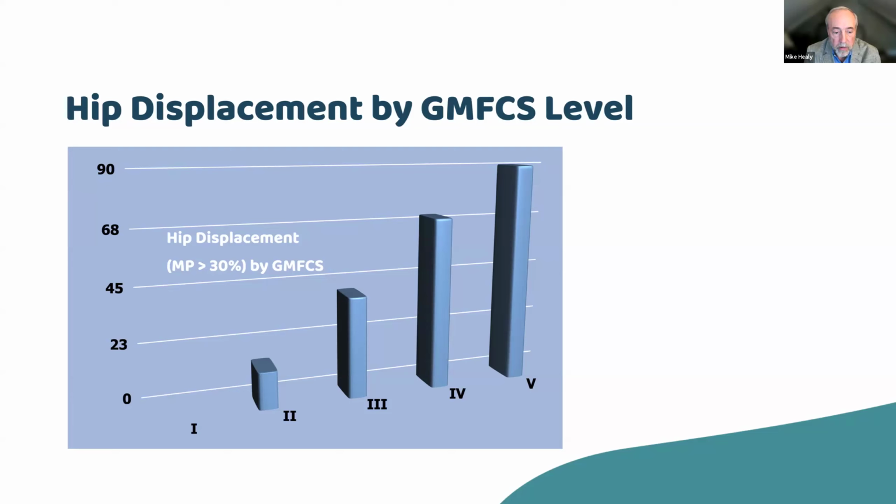But the take-home message is that a GMFCS level 1 patient has nearly a 0% chance that they will ultimately have some level of hip dislocation or subluxation. There's a linear relationship up from that GMFCS level 1 to a 90% likelihood for a child functioning at a GMFCS level 5. In between are obviously the numbers that you can see here, but that linear relationship is very important as we put together a hip surveillance program, as well as a management program for those children.